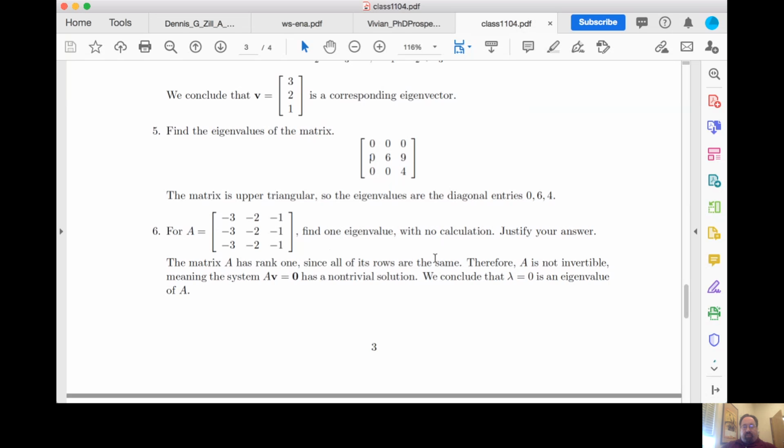So when a matrix is not invertible, that means its determinant is 0. Now remember, lambda is an eigenvalue if the determinant of A minus lambda identity is 0. Well, if the determinant of A is 0, then that means that A minus lambda I, where lambda is 0, is not invertible. Therefore, anytime you have a matrix that itself is not invertible, that means that 0 is an eigenvalue.